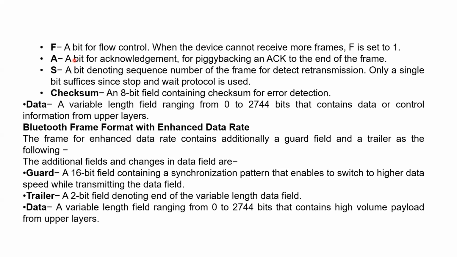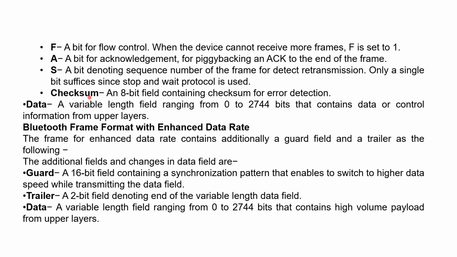The third bit that is shown here shows the sequence number of the frame, and this sequence number of the frame is detected for retransmission. Sometimes what happens during communication, some error may occur, and if error occurs, the retransmission is requested. So in case of retransmission, the frame which requires retransmission is denoted by this S field. So this S field function is like this.